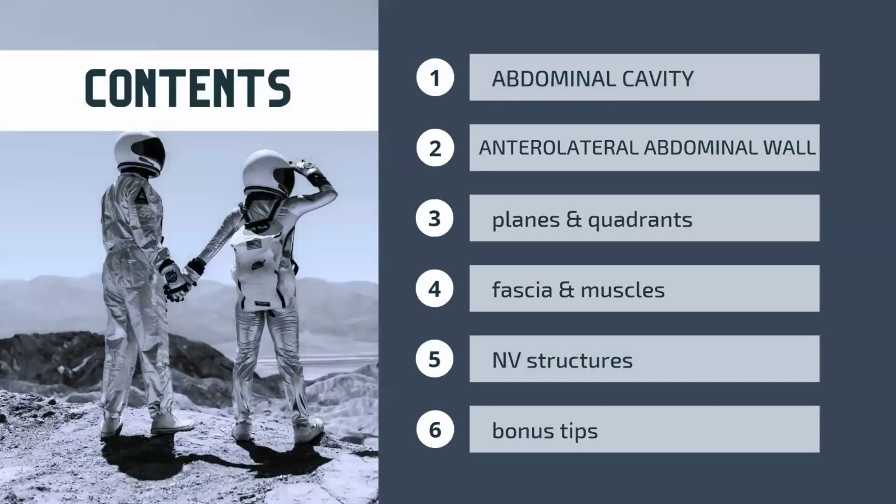Now, as you see, there are many contents here. We will start with the abdominal cavity, the anterolateral abdominal wall, and why it is named like this. We will discuss some planes and quadrants inside the abdomen that help us examine the patient, whether a patient has a pain or a mass in each part of the abdomen or each of the quadrants. What are the muscles, fascia and neurovascular structures related to the abdominal wall? And at last, we have a bonus tip, so keep in touch for this at the end of this lecture.